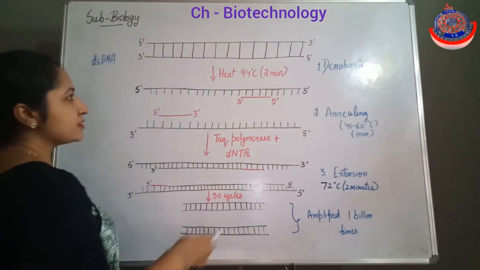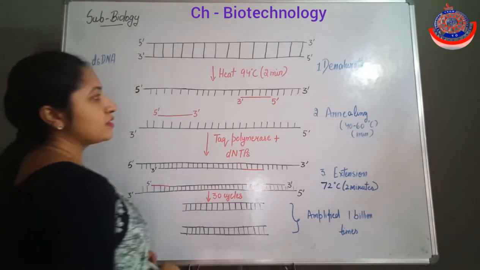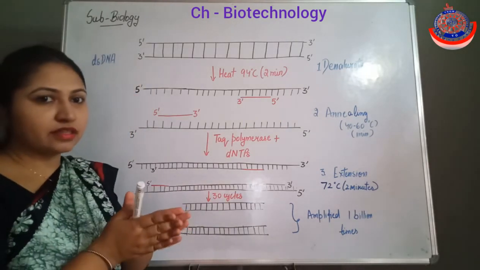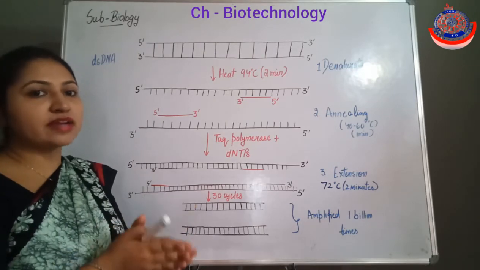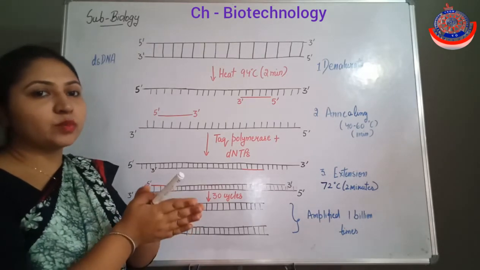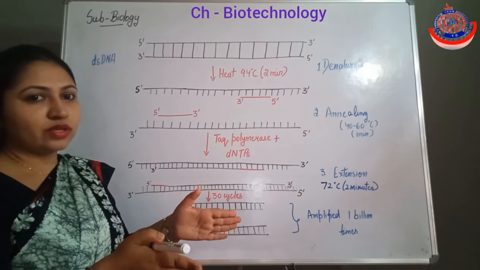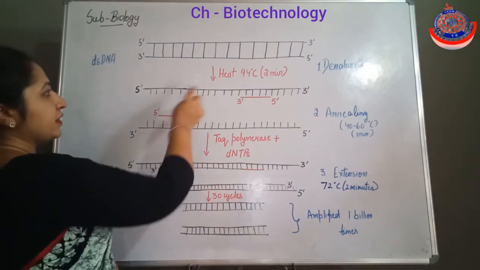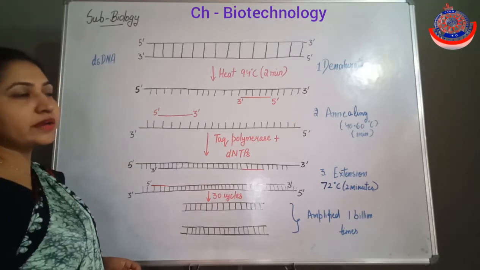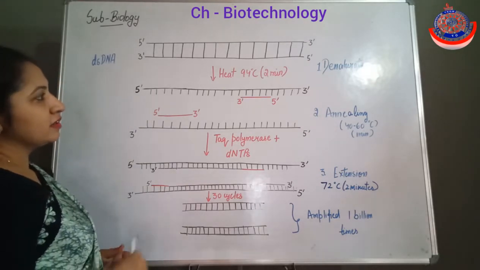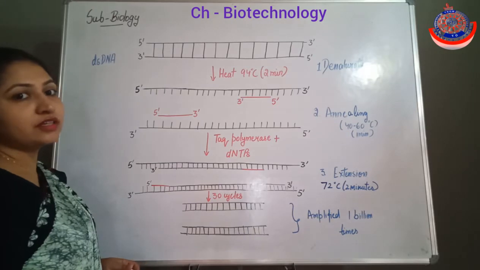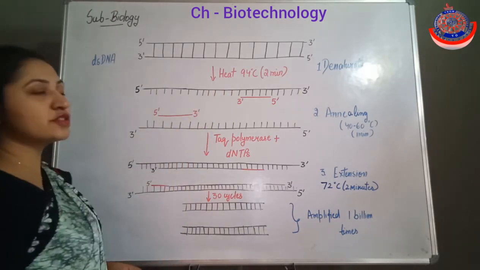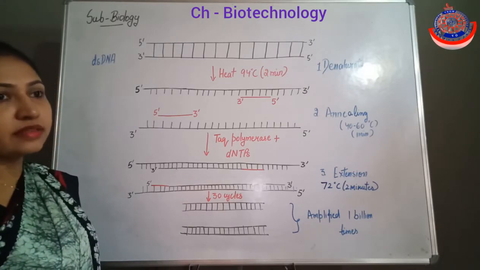Now let's discuss the steps of the PCR one by one in detail. The first step is denaturation. Denaturation means that the two strands of the DNA molecule get separated at high temperature. What is the temperature provided? The temperature provided to the desired DNA, which has to be amplified to produce more copies, is 94 degrees Celsius for around 2 minutes. Then what happens?